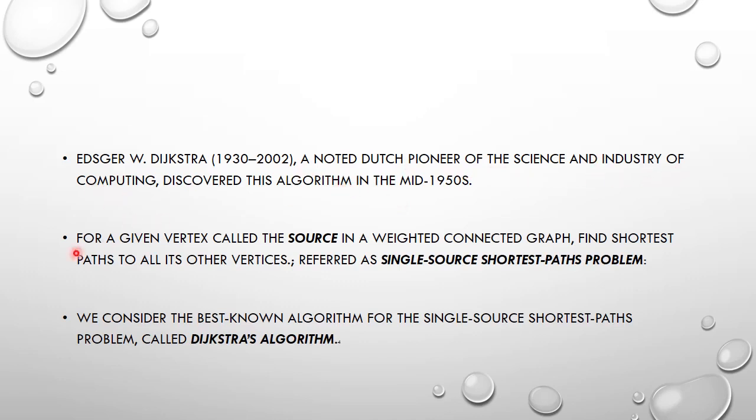So, what is happening in the algorithm? For a given vertex called source in a weighted connected graph, find shortest paths to all other vertices, which is also referred to as the single source shortest path problem. And we consider this as one of the best known algorithms.